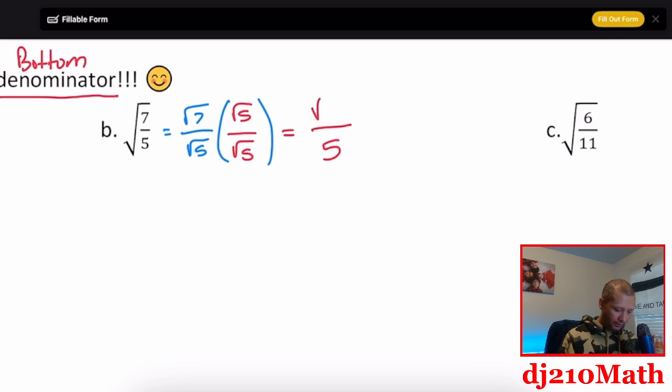7 times 5 is 35. 35 can't be reduced anymore because it breaks down into 7 and 5, right? 7 and 5, and there's no pairs. So that's it. It's nice when that happens.